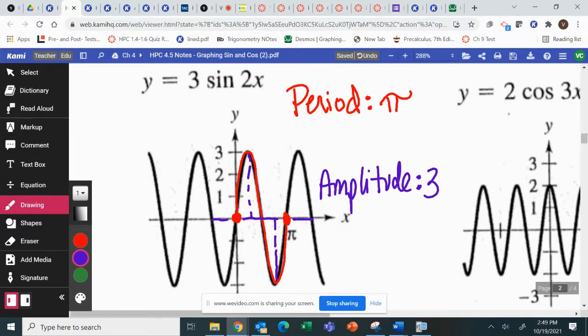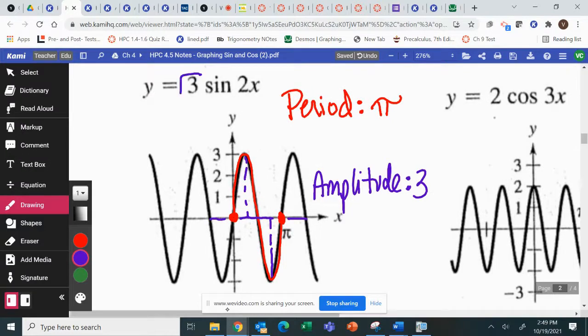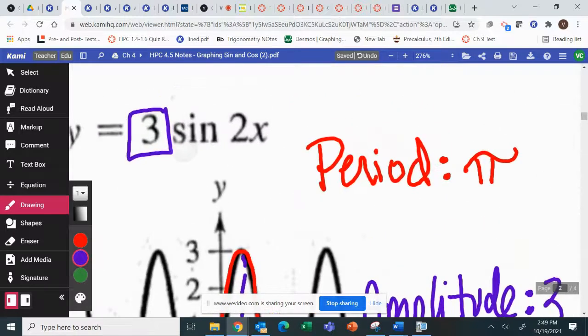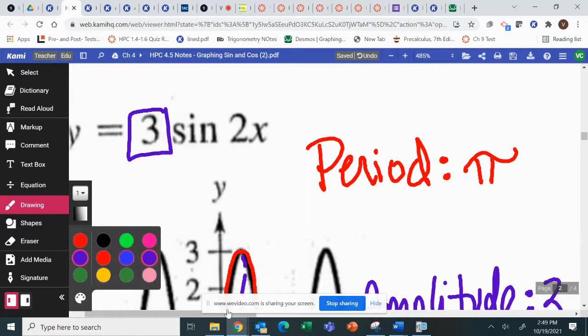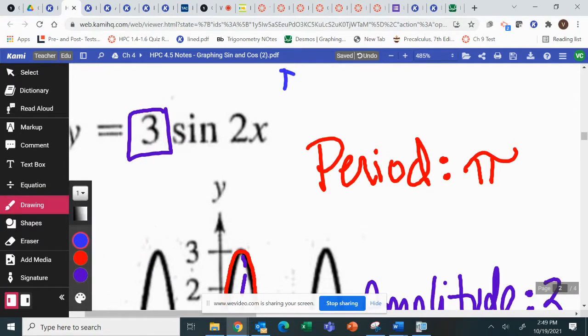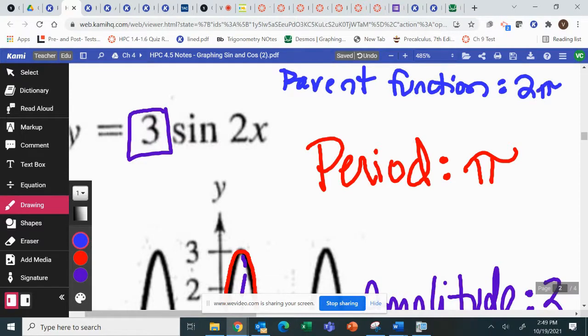You can also get those from the equation. Here's the 3. It's the vertical stretch in front. Okay? The period is a little bit different. We have to know that the parent function period is 2 pi.